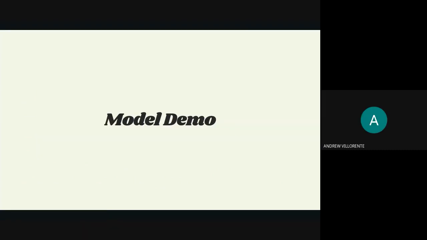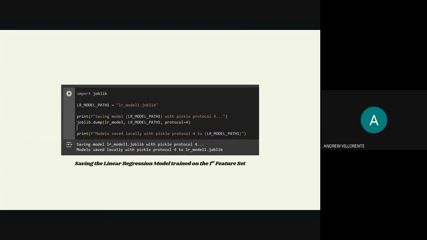So onto the actual model demo. First we saved the linear regression model, which was trained on the first feature set. The first feature set being 10 different features, namely BPM, key, mode, danceability percentage, valence percentage, energy, acousticness percentage, instrumentalness percentage, liveness percentage, and lastly, speechiness percentage.